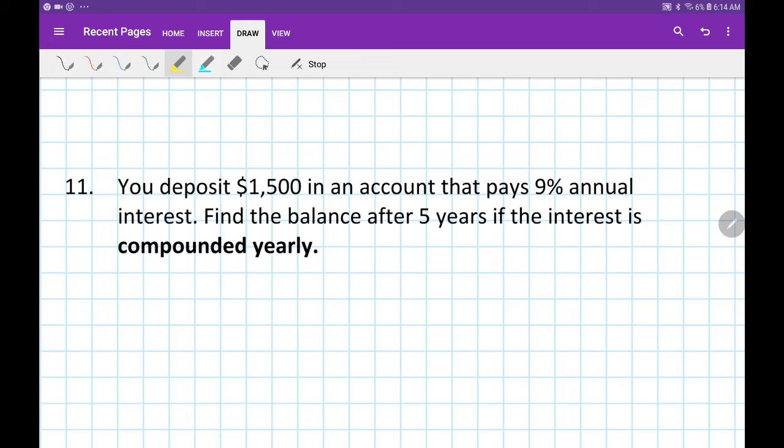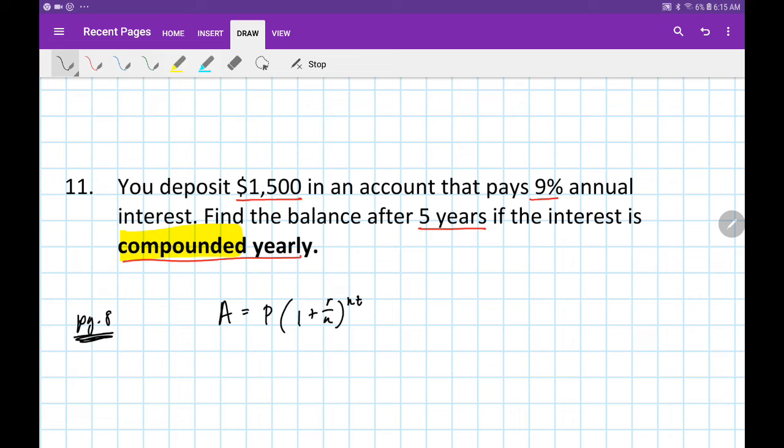Okay, we're almost done. 2 word problems. So number 11 says, you deposit some money in an account that pays this percent interest. I'm going to start underlining all the important numbers. Find the balance after 5 years if the interest is compounded yearly. So whenever I have a compounding problem, I know I'm going to use this formula. A equals P times (1 plus r over n) to the power of nt. And this can be found on page 8 in your book.